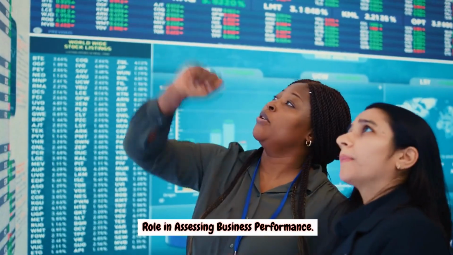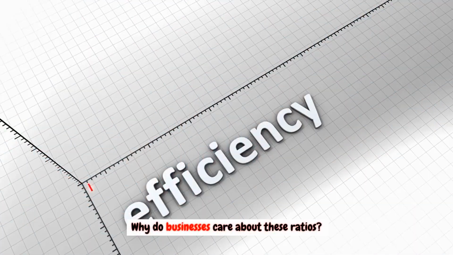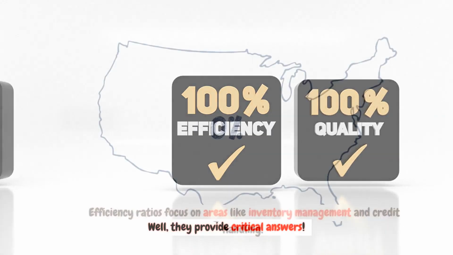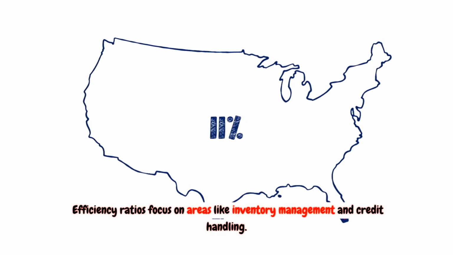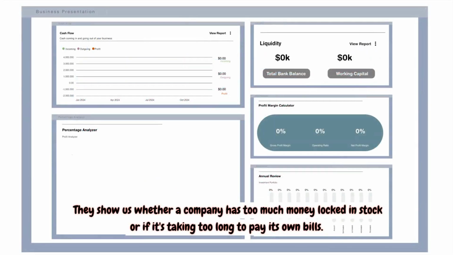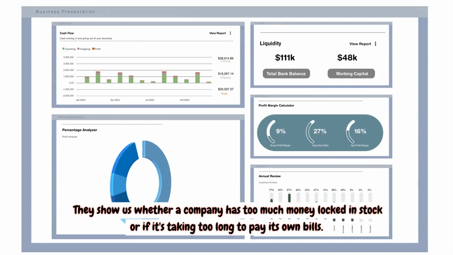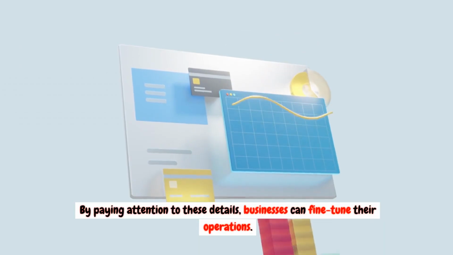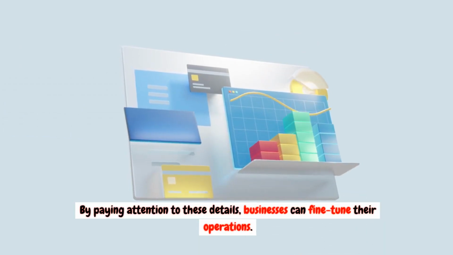Role in assessing business performance. Why do businesses care about these ratios? Well, they provide critical answers. Efficiency ratios focus on areas like inventory management and credit handling. They show us whether a company has too much money locked in stock or if it's taking too long to pay its own bills. By paying attention to these details, businesses can fine-tune their operations.